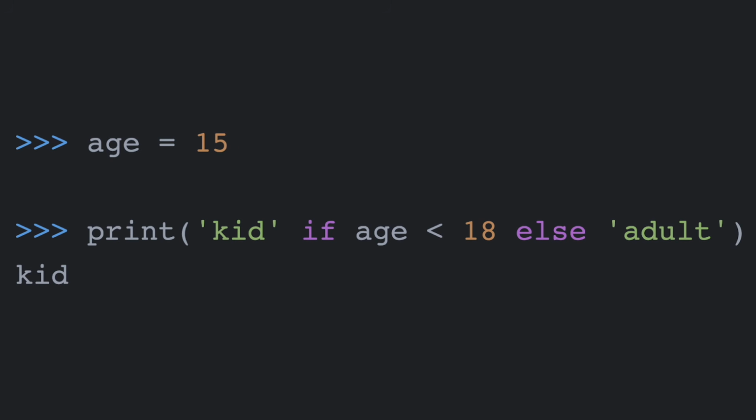This is how you do ternary operation within Python. So this is basically a one-line code. So this is basically an if-else statement in a single line. So we're going to print kid if age is less than 18, else print adult.